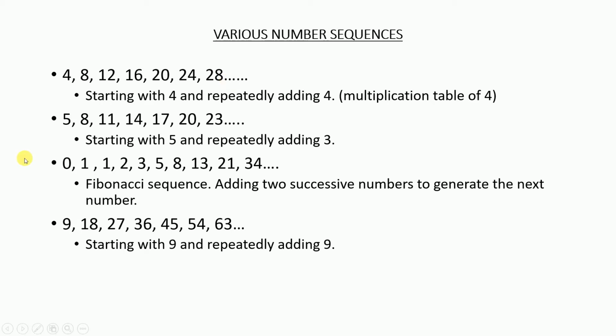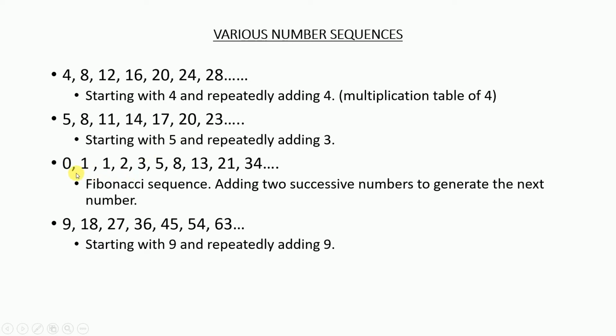Here I have the next number sequence that starts with 5 and I am repeatedly adding 3. So 5 plus 3 equal to 8, 8 plus 3 equal to 11, 11 plus 3 equal to 14, it goes on like that. Here this number sequence does not represent any multiplication table. This represents multiplication table 4, but this does not represent any multiplication table.